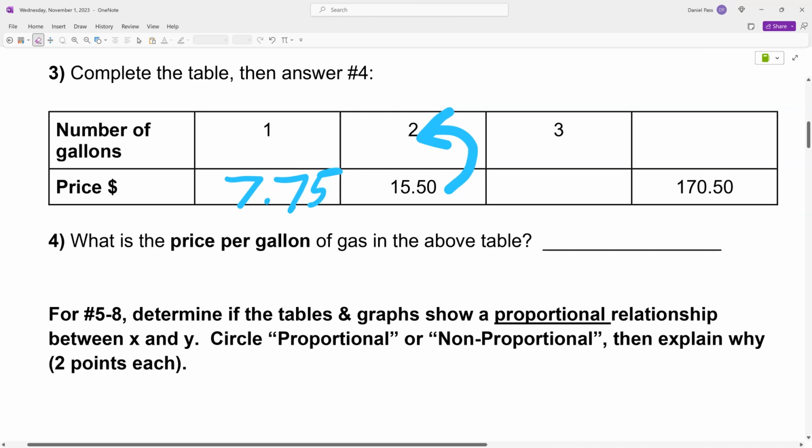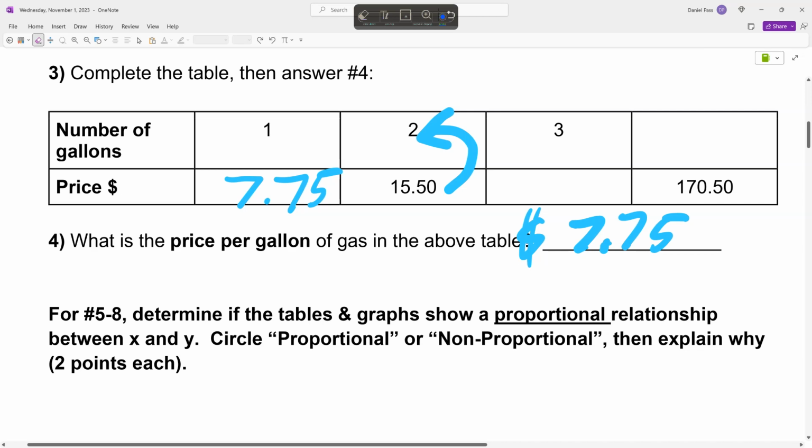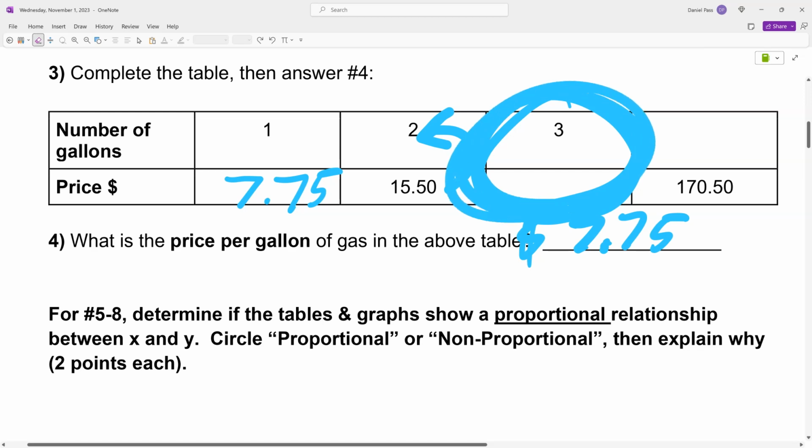Alright, now that's going to be number 4 because it's asking us price per gallon, meaning price every 1 gallon. $7.75. Alright, what about 3? It's 15.50 times 2. No, that would have been 4. How do you find this one here? It's not going to be times 4.